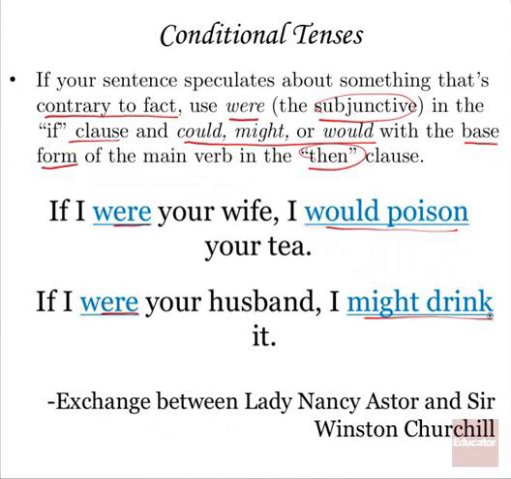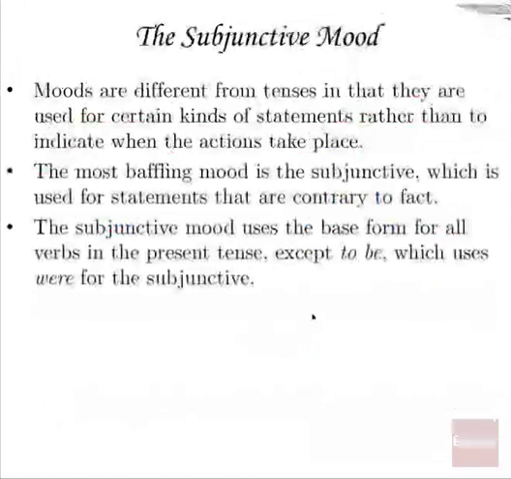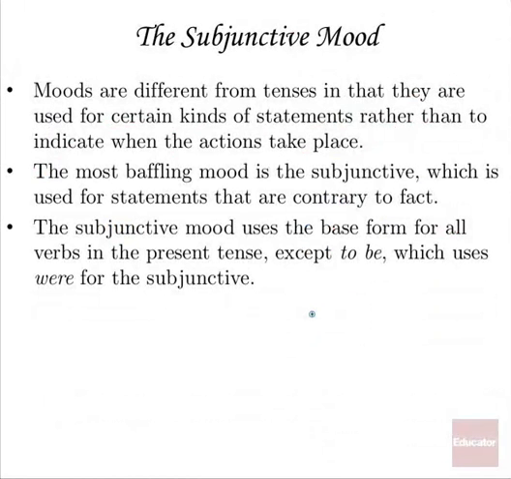They were both married to other people. There's no way that they're going to end up married, at least anytime soon, to each other. So if I were your wife, subjunctive, I would poison your tea, and if I were your husband, I might drink it. Now, what is the subjunctive mood?